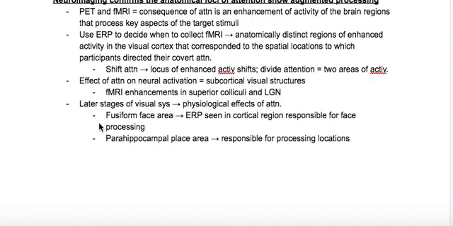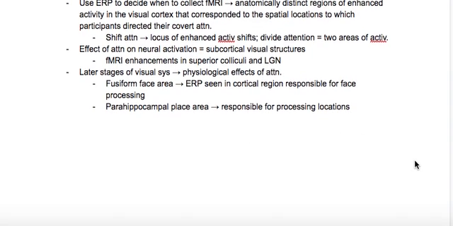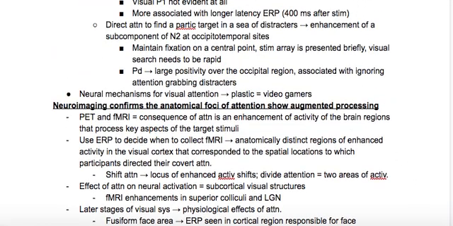The fusiform face area shows enhanced activity in the cortical region responsible for face processing, and the parahippocampal place area is responsible for processing locations. And that is Chapter 18, Segment 2.